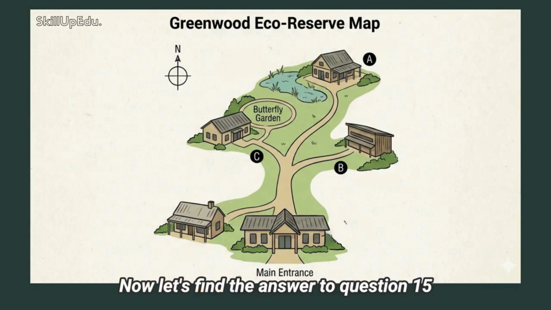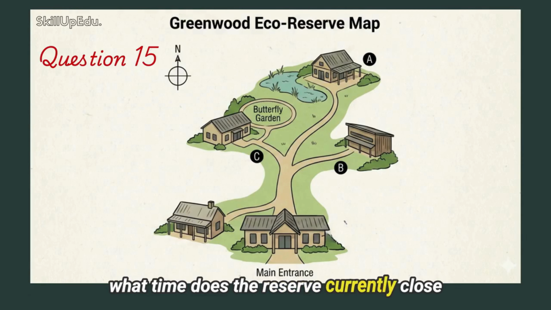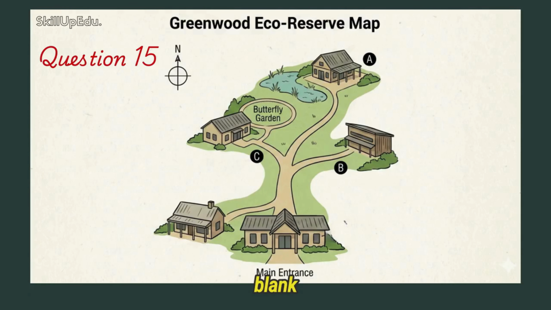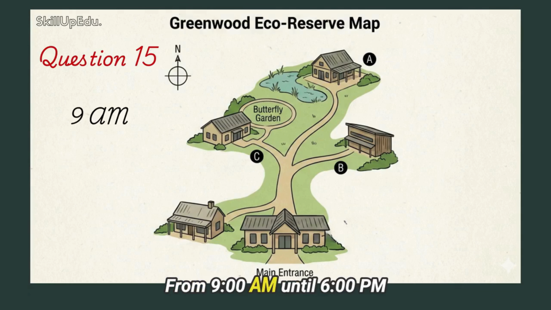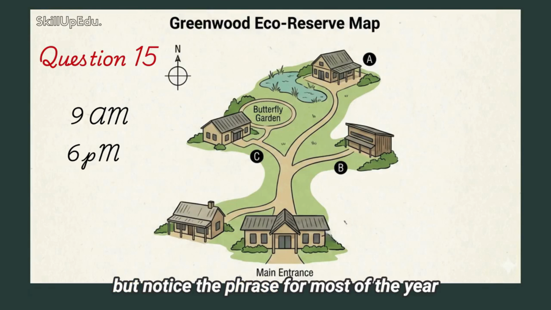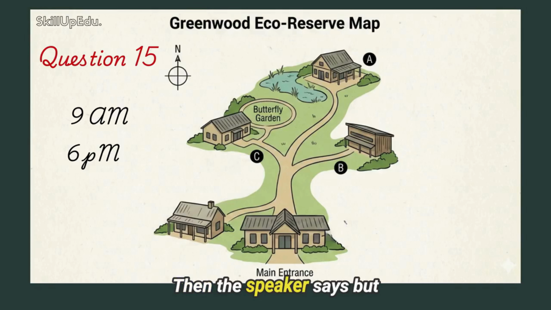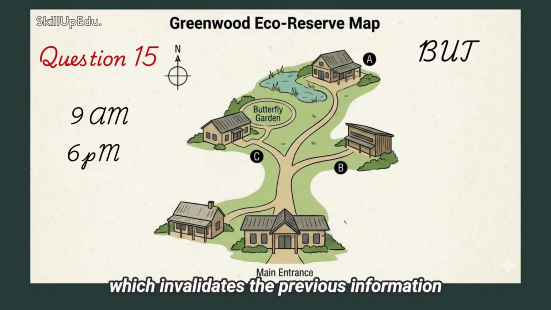Now, let's find the answer to question 15. The question is, what time does the reserve currently close? Blank. At first, the speaker says, from 9 a.m. until 6 p.m. This sounds like the answer, but notice the phrase, for most of the year. This means it's just the general rule. Then the speaker says, but, which invalidates the previous information.